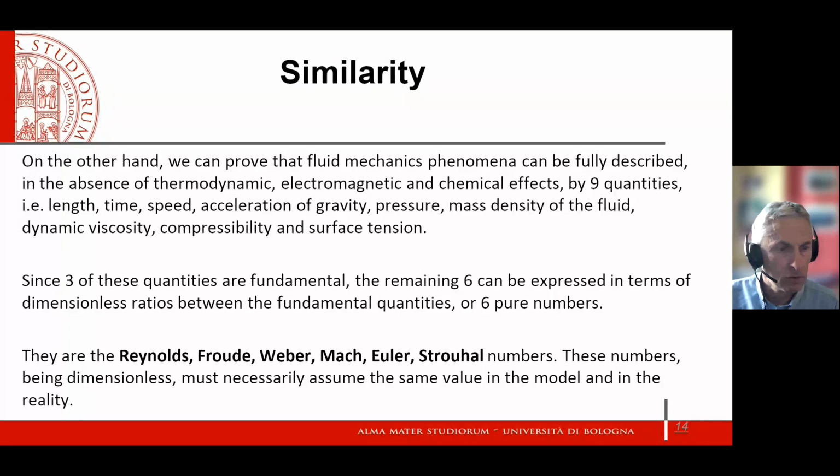Now, how did we identify these numbers? First of all, we are not providing, not now, the analytical relationship for them. But we identified them by combining the 9 quantities in a way to obtain dimensionless results.